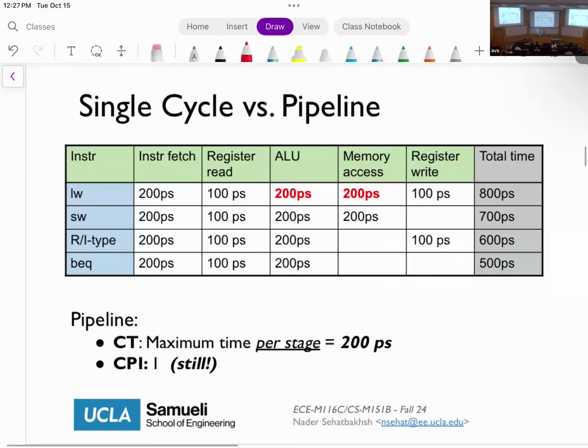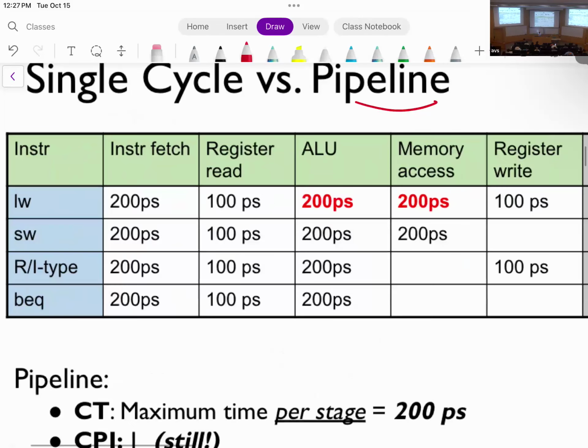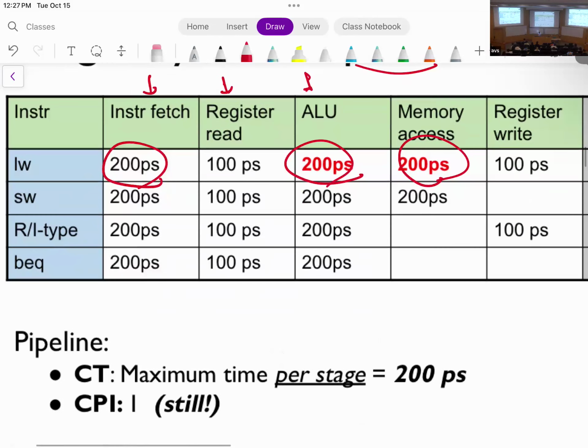For my pipeline, though, the way that we calculate the CT would be the max of each stage. As you can see, for example, these 3 stages are all 200 picoseconds, which means that my CT will be 200 picoseconds. But as I said, since I'm now overlapping things, I still have a CPI or IPC equal to 1, but now I have a clock cycle of 200.